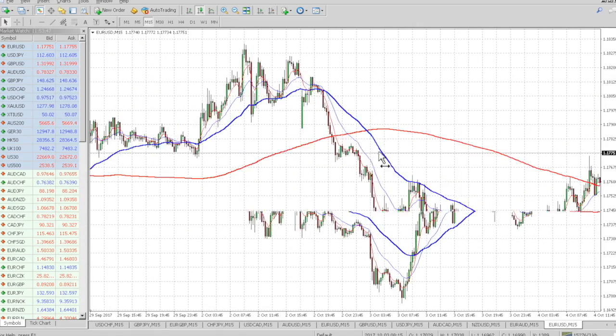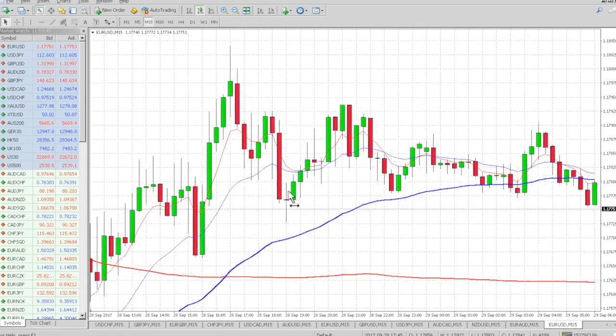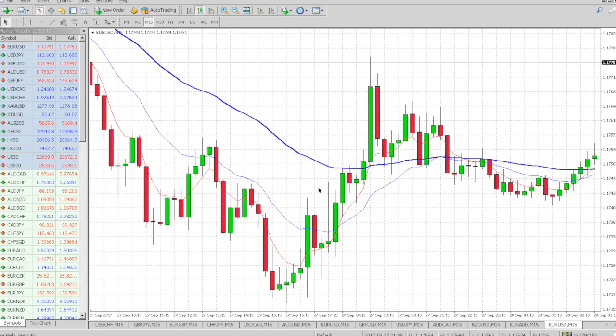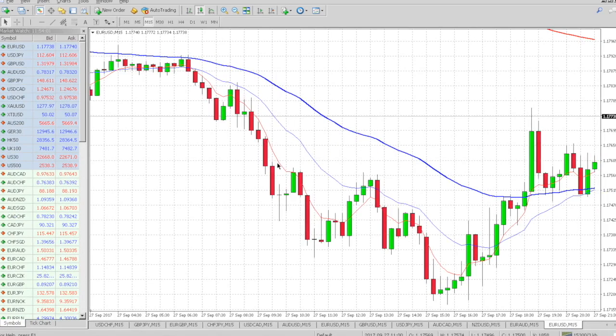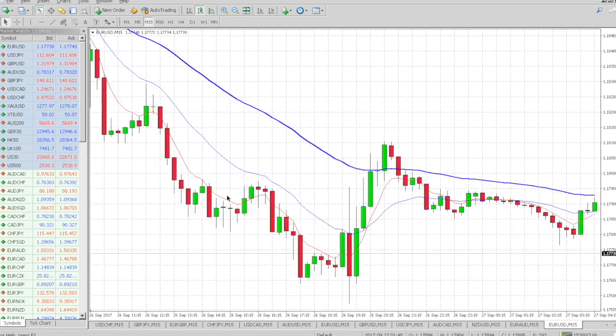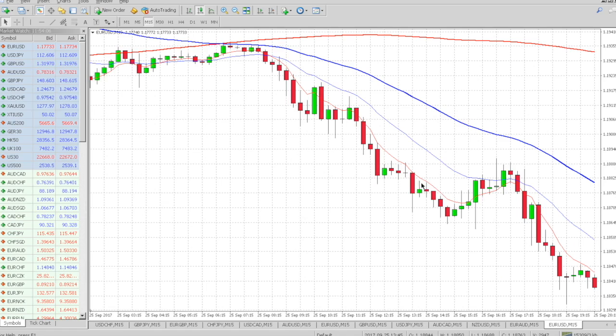So what we have here, you can see this is a period of time when it was in a clear downtrend, right? The 6 below the 18, below the 50, below the 200, clear downtrend. Now notice I didn't put in the 100 moving average. I don't usually use the 100. For my strategy, it's just the 6, 18, 50, and 200, right?